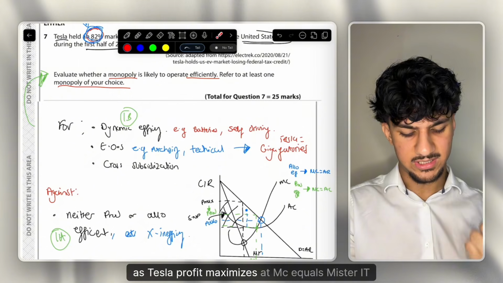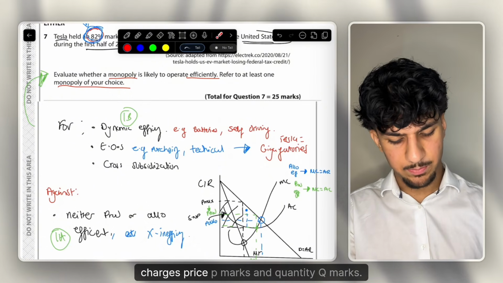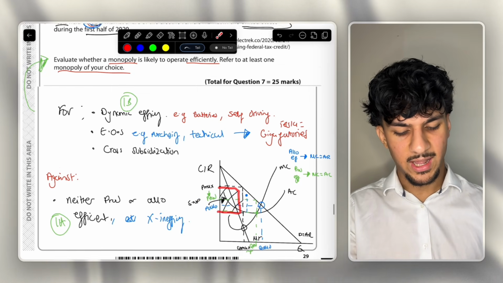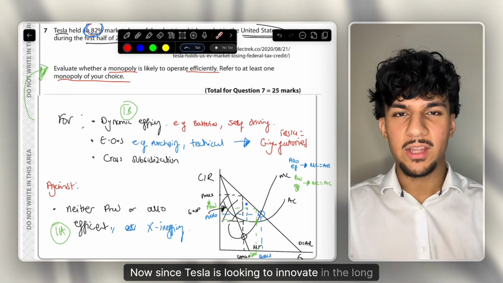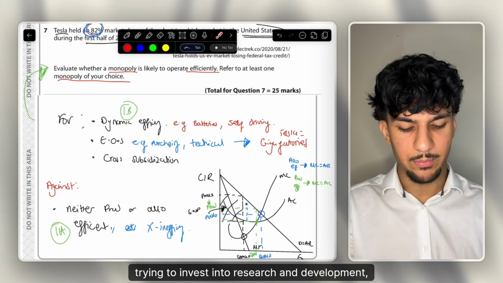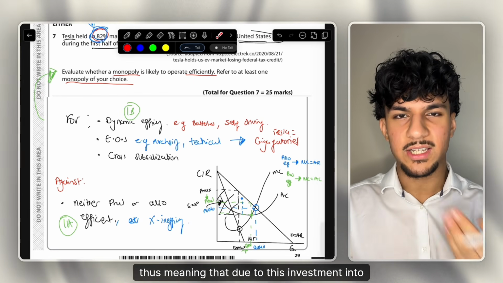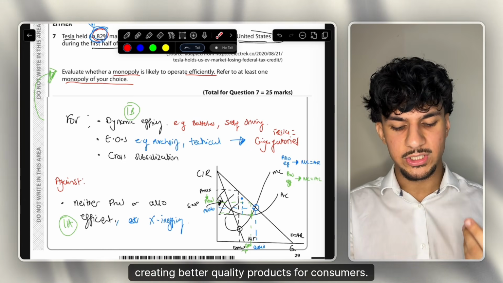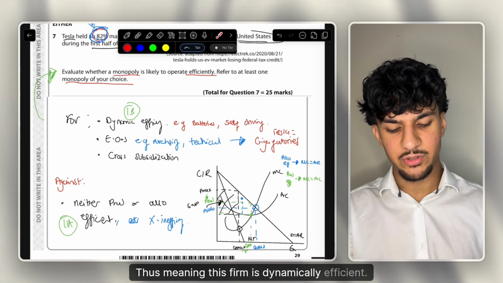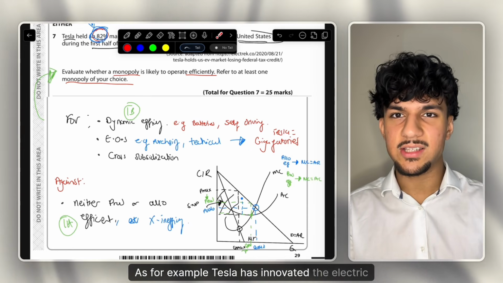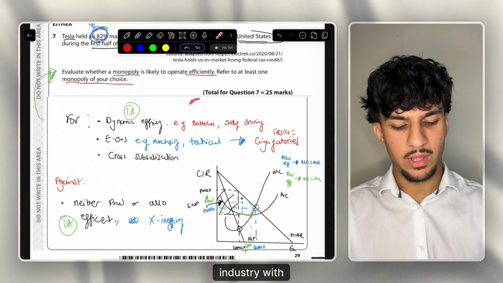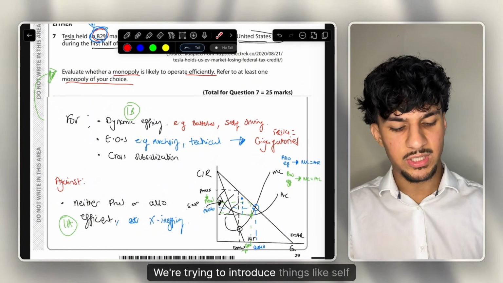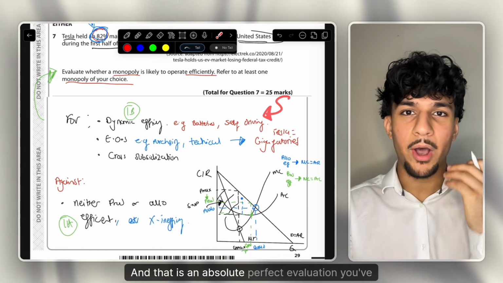As Tesla profit maximizes at MC equals MR, it charges price P max and quantity Q max. This leads to a large box of supernormal profit. Now, since Tesla is looking to innovate in the long run, trying to invest into research and development, thus meaning that due to this investment into research and development, it leads to this firm innovating in the future, creating better quality products for consumers, thus meaning this firm is dynamically efficient. As for example, Tesla has innovated the electric vehicle industry with better, higher quality batteries and innovating technology with trying to introduce things like self-driving, and that is an absolute perfect evaluation.